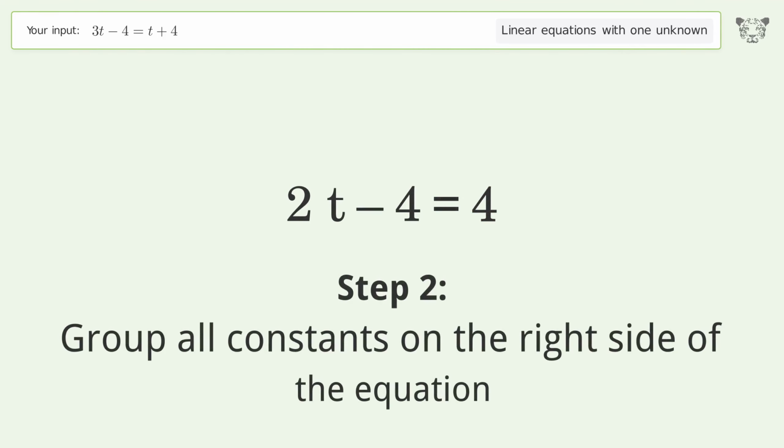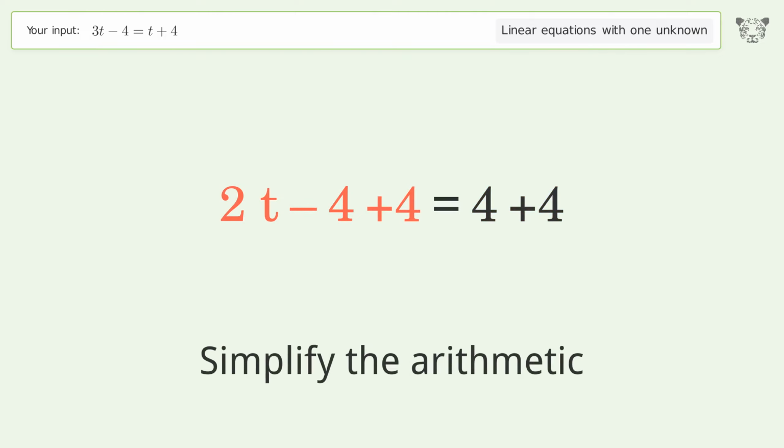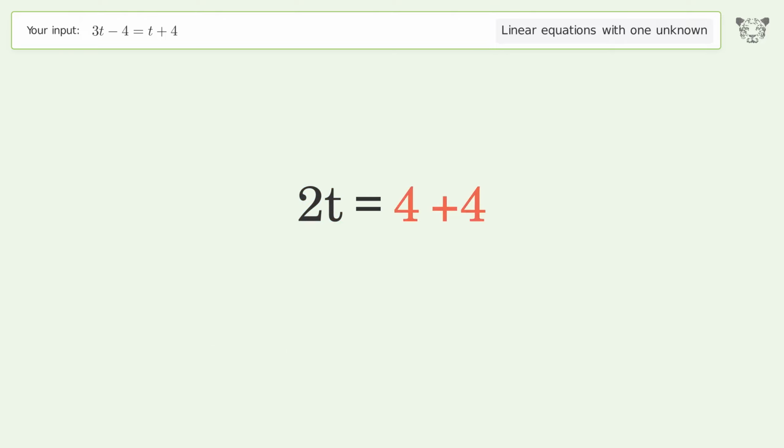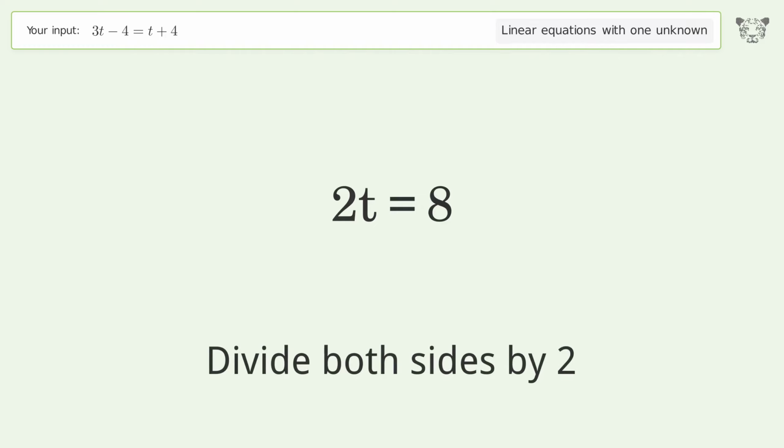Group all constants on the right side of the equation. Add 4 to both sides. Simplify the arithmetic. Isolate the t. Divide both sides by 2.